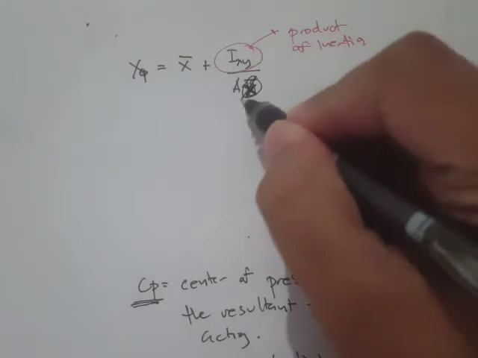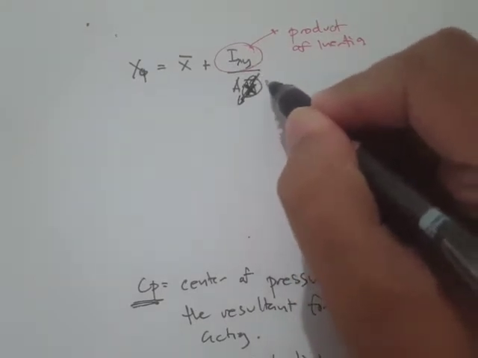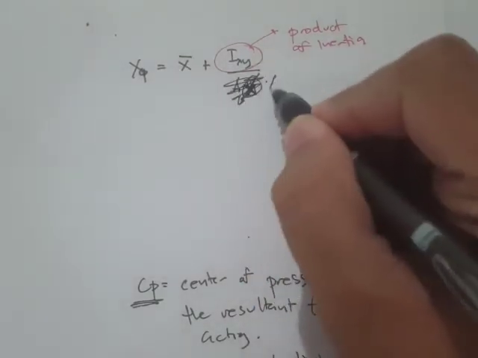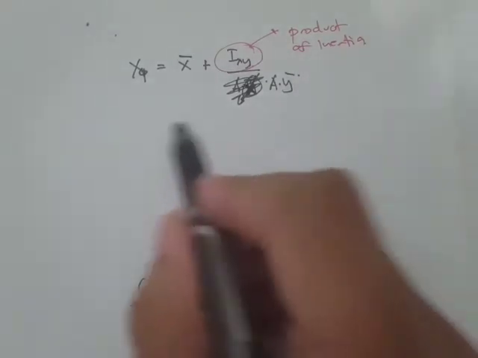Let's have to check. This one should be y bar, sorry. Right, so this should be A times y bar. Okay, so that's the derived equation.